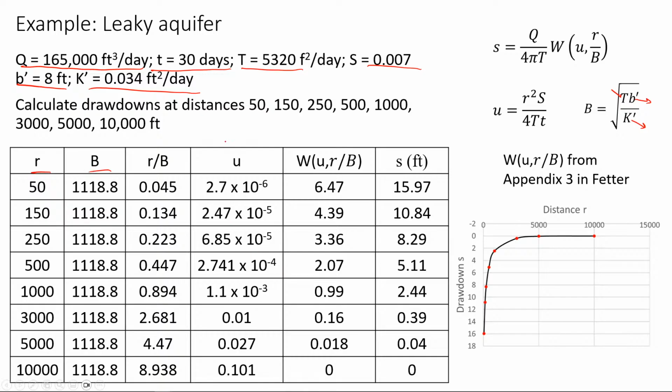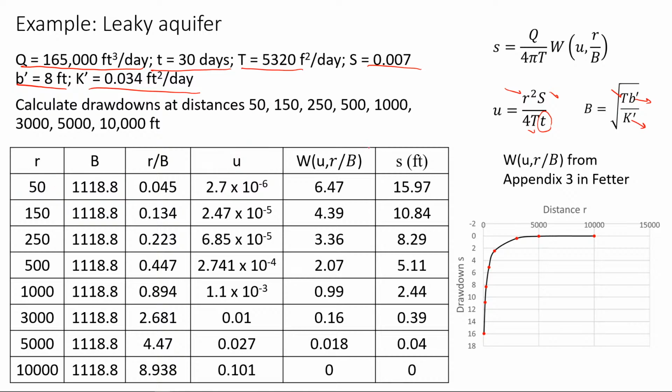And then you calculate your u. We did this before. u is calculated from r, where r is the distance here. The S is given, the T is given, and the time is given, which is 30 days or whatever. Make sure that your units are consistent when you calculate. Then you calculate the u.